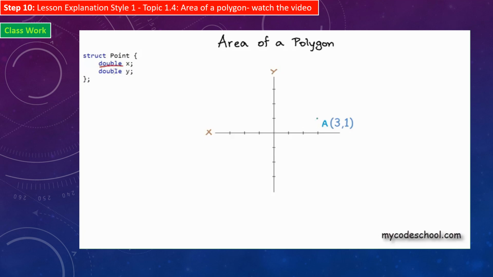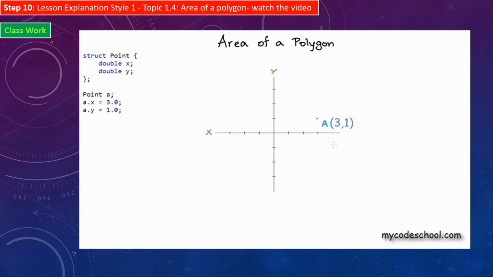Notice that we use doubles to store both the x and y coordinate, because typically the value of a coordinate can be any real number. To represent a point such as A in our code, we would simply declare a variable, let's say we call it A, of the type point, and then we can assign the x coordinate to 3 and the y coordinate to 1. Okay, now that we know how to store a point, let's draw a very simple triangle.